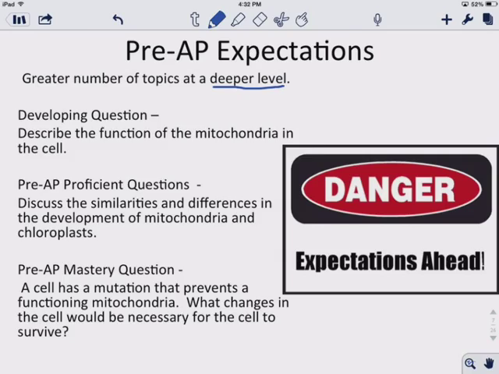And you can see if we look at the next level, the proficient level up here, discuss the similarities and differences in the development of the mitochondria and the chloroplast. So it's the same concept, but it's a much deeper level. And then lastly, at the mastery level, the question says a cell has a mutation that prevents a function of mitochondria. What changes in the cell would be necessary for the cell to survive? And so the level of questioning in a pre-AP class is going to be a lot more in depth. What we're going to do in class is get to that deeper level and that deeper understanding so that we can answer these types of questions.